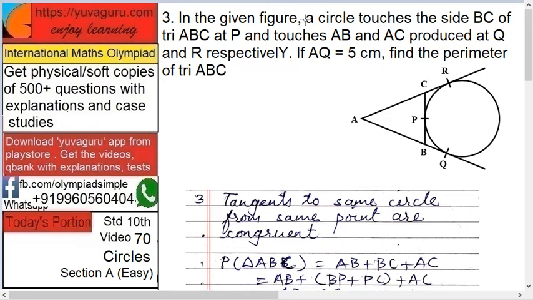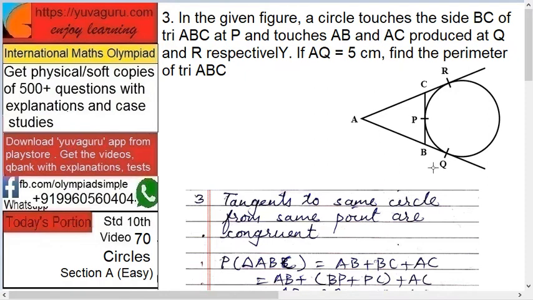Next, in the given figure, a circle touches the side BC of triangle ABC at P and touches AB and AC at Q and R respectively. If AQ equals 5, find the perimeter of triangle ABC. This perimeter of triangle ABC we have to find. See this, AQ is given and nothing else is given.